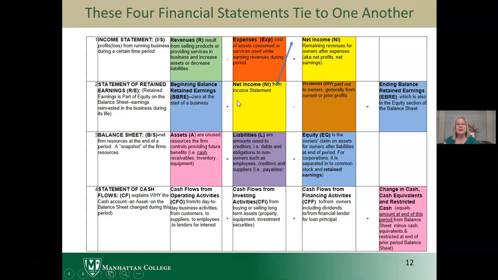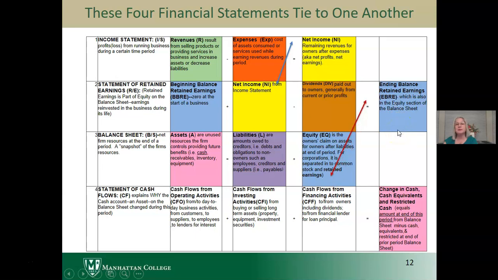We add this period's net income. Notice if net income is negative, that will reduce retained earnings. Subtract dividends that are declared to owners, generally paid out of current and prior profits, and then we get the ending balance of retained earnings, earnings reinvested in the business, which is part of shareholders' equity in the balance sheet.